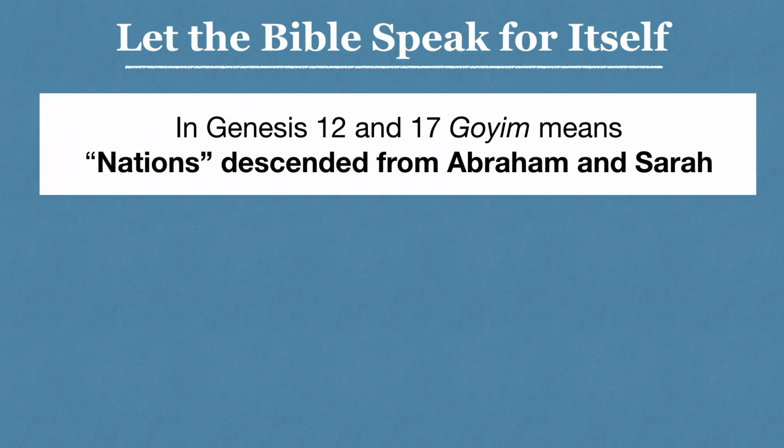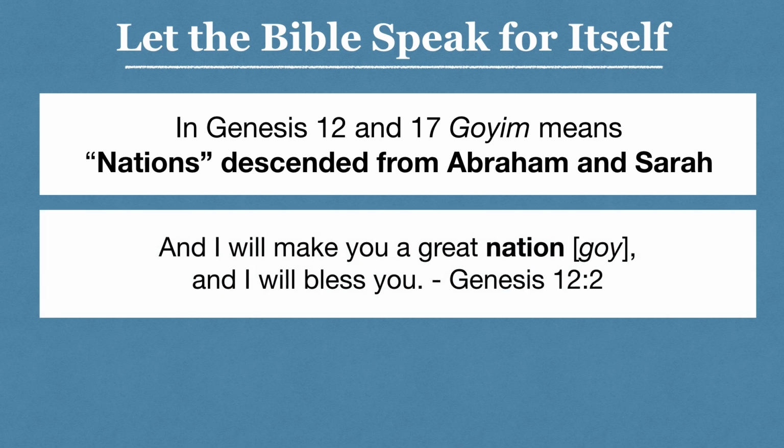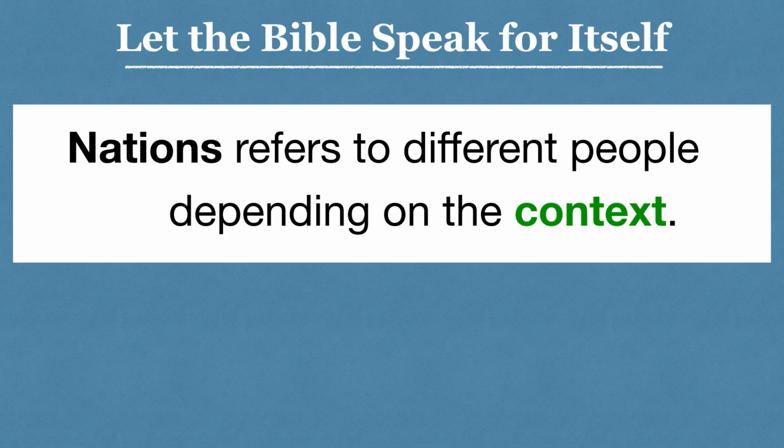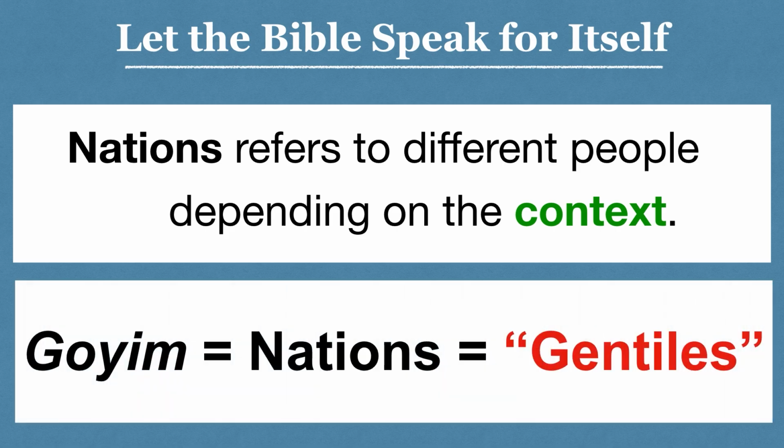There is another meaning of Gentiles or nations in the Bible. In the context of Genesis chapters 12 and 17, the word Goyim or nations refers to the descendants of Abraham and his wife Sarah. God's promise to Abraham was, "And I will make you a great nation, and I will bless you." Again, God promised Abraham, "As for me, behold, my covenant is with you, and you will be the father of a multitude of nations." So, Goyim or nations refers to different people depending on the context in which it is used. Remember, Goyim is translated either as nations or Gentiles.